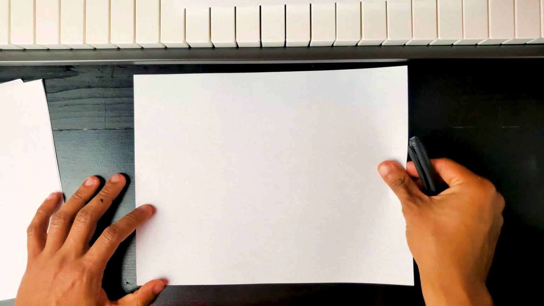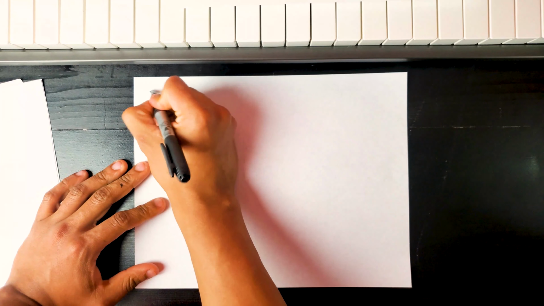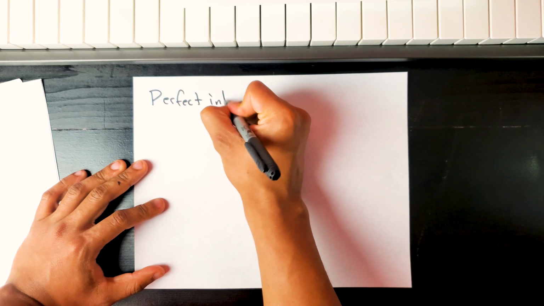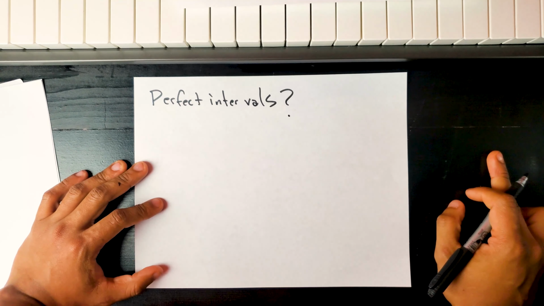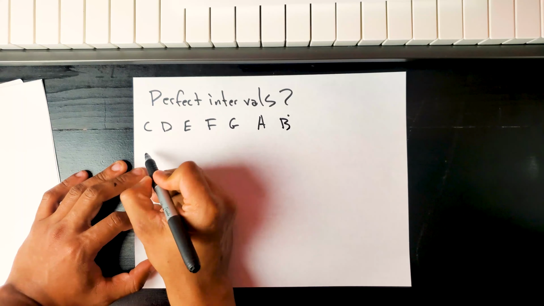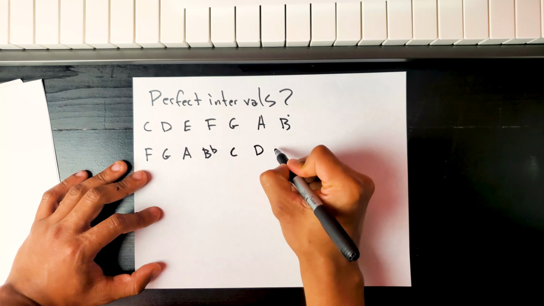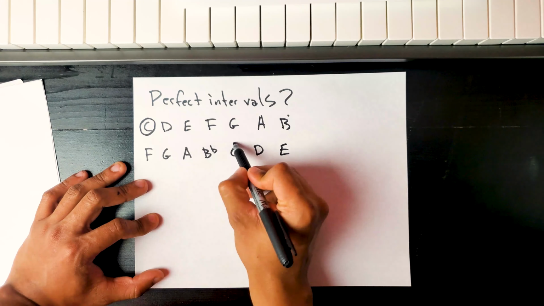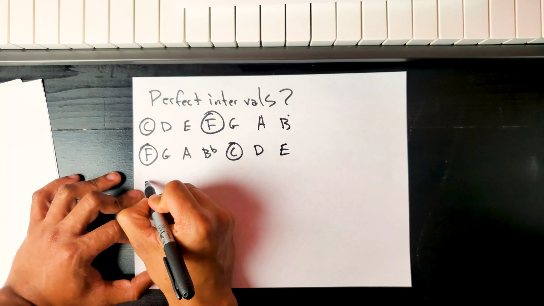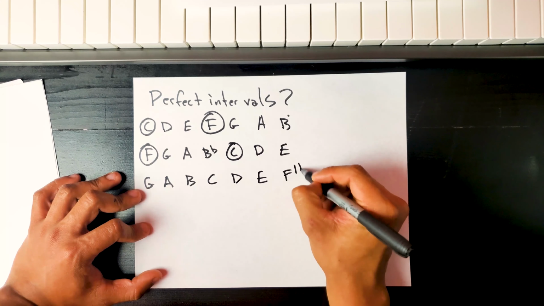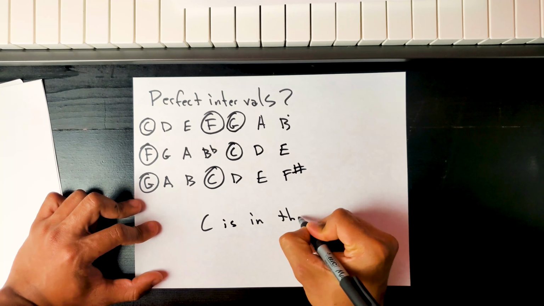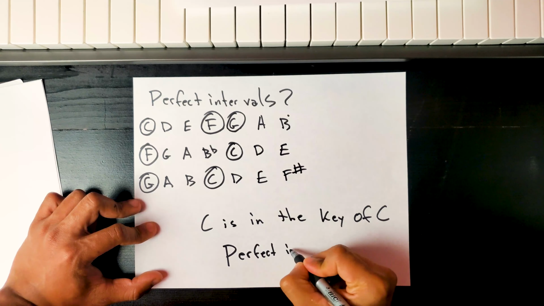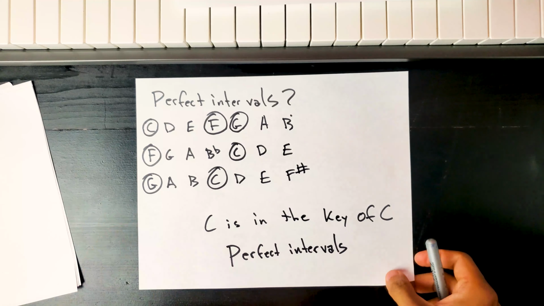The notes F, G, and C on the higher octave are called perfect intervals because they're in the key of each other. For example, take F. C is in the key of F, and F is in the key of C. With the perfect fifth, G is in the key of C, and C is in the key of G. The octave is C. Obviously, C is in the key of C.